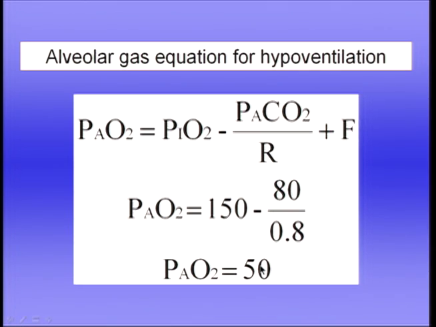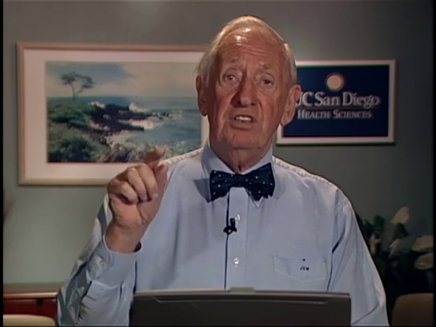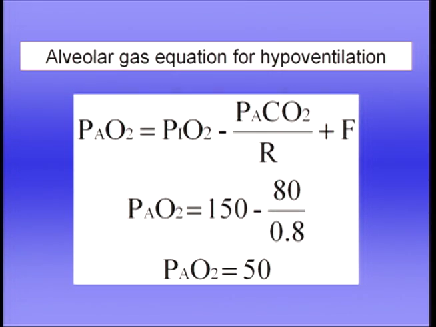So what that means is that during hypoventilation, if you halve the alveolar ventilation, the PCO2 doubles from 40 to 80, the PO2 goes from 100 to 50. You'll notice that the PO2 falls a little bit further than the PCO2 rises, and that's because the respiratory exchange ratio is 0.8. If the R value was 1, the fall in PO2 would be exactly the same as the rise in PCO2.